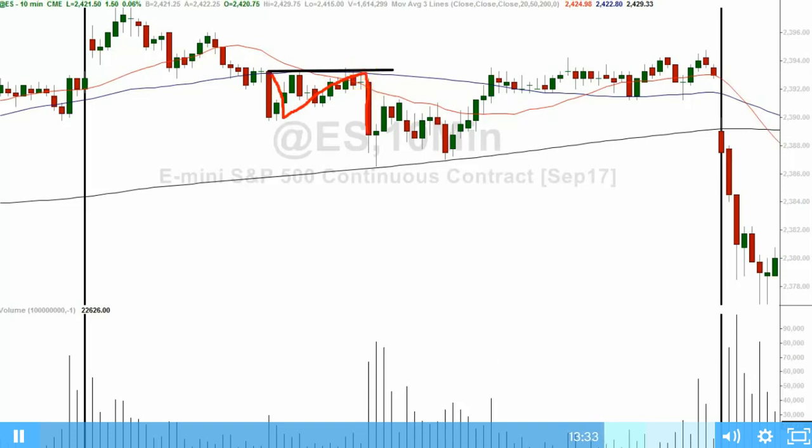Remember market symmetry. This was somewhat of a symmetrical move. Now this one is a little bit longer from top to bottom or bottom to top than this one was. However, the concept of a symmetrical move is there. It's never going to be to the tick or to the penny each and every time. It's the concept of market symmetry that helps us trade the markets.